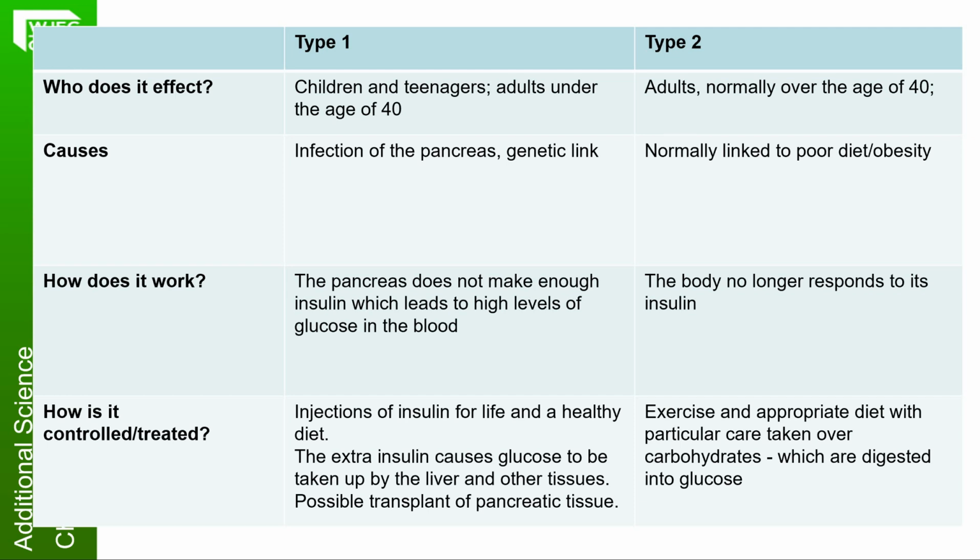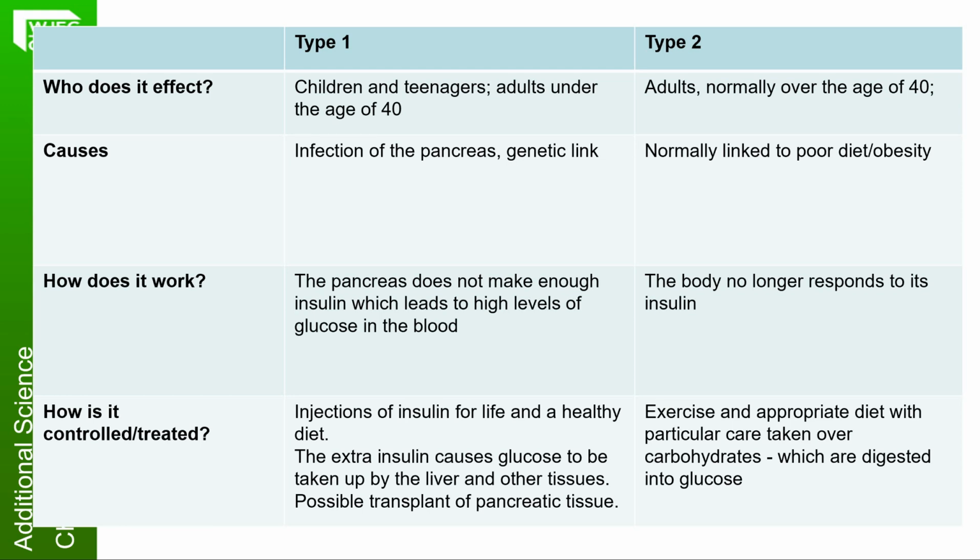So what happens with type 1 diabetes is that the pancreas does not make enough insulin. So there's a fault within the pancreas, as we see, either a genetic fault or due to an infection, where the pancreas is not able then to make enough insulin. So it will lead to there being high levels of glucose in the blood.